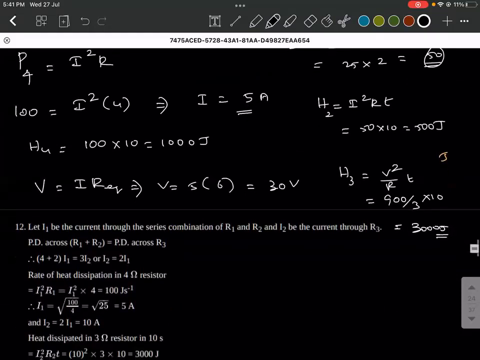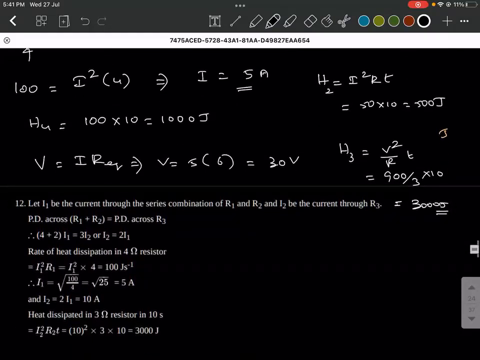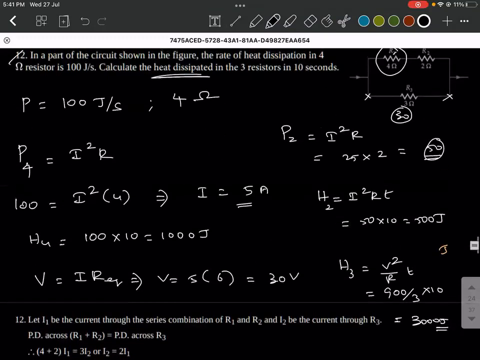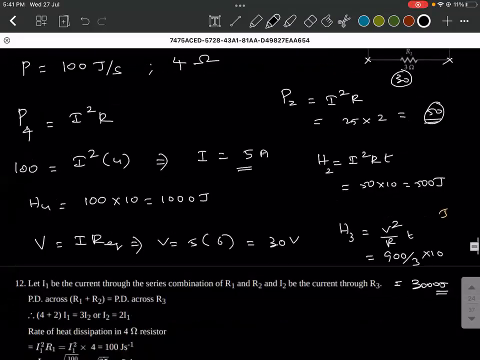So heat dissipated across each resistor is 1000 joule, 500 joule, and 3000 joule. Is it clear, guys? Shall I proceed?